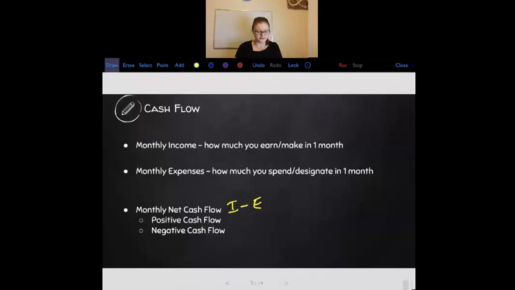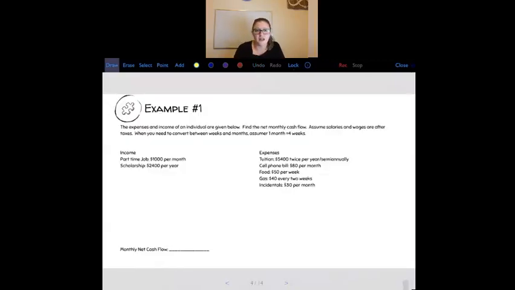Okay, so monthly net cash flow is your income minus your expenses. If you have a positive net cash flow, that means your income was more than expenses, which is where you want to be. If your cash flow is negative, that means your expenses were more than your income, or that you spent more than you made.